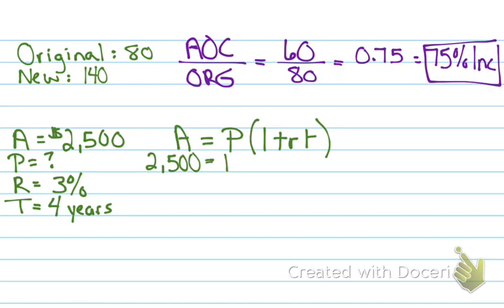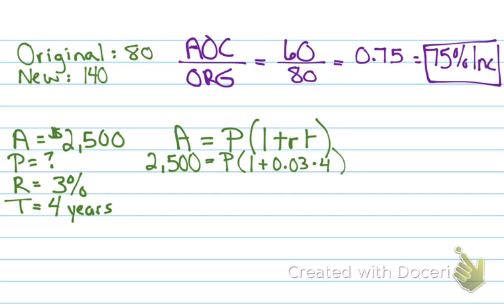2,500 equals P, which I don't know. P is not percent. P is principal. Times 1 plus, what value would I plug in for R? 0.03. 0.03 times T. All right, go ahead and finish it up and solve for P.